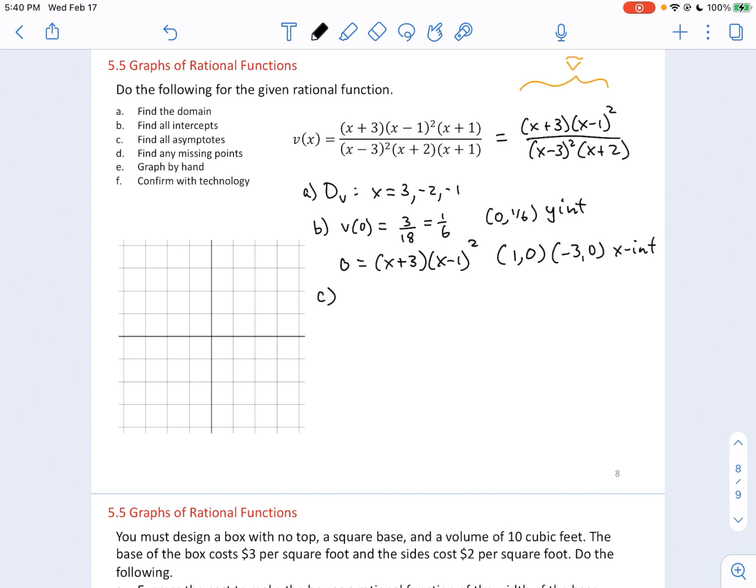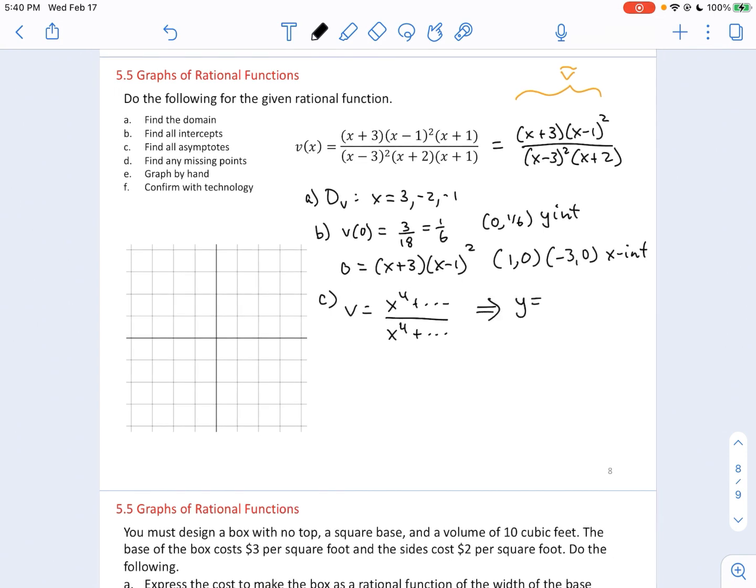The asymptotes. Now it's very important to see that if you were to FOIL v, it's not written in expanded form, but if you were to do that, if you were to just focus on the leading terms, you would get an x to the 4th leading term, and then plus a bunch of other stuff. But the bottom would be the same. So because of this balance, we know that y equals 1 is a horizontal asymptote. Just divide the leading coefficients.